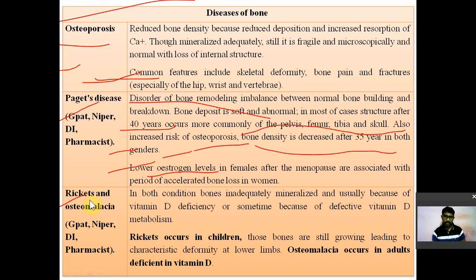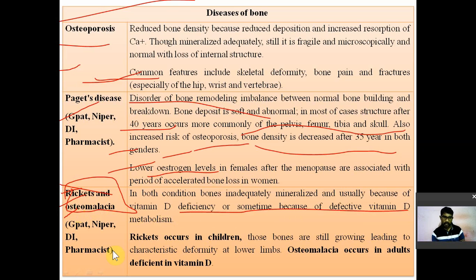Then rickets and osteomalacia. In both conditions, bone is inadequately mineralized, usually because of vitamin D deficiency. So in rickets and osteomalacia there is insufficient mineralization of bone, में calcification क्या होगा, insufficient कम होगा. Now rickets occurs in the children and osteomalacia occurs in the adults, adult में osteomalacia होगा, rickets होगा children में. And that is due to vitamin D deficiency or sometimes because of defective vitamin D metabolism, okay.